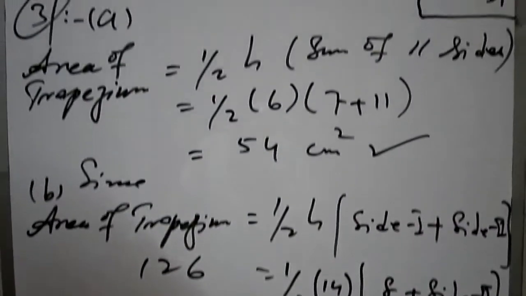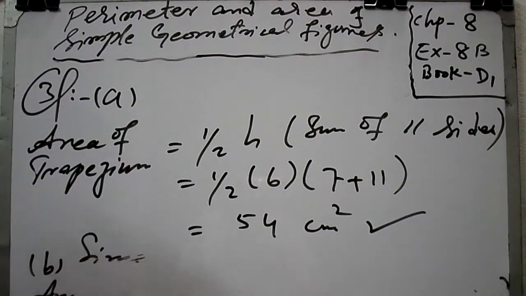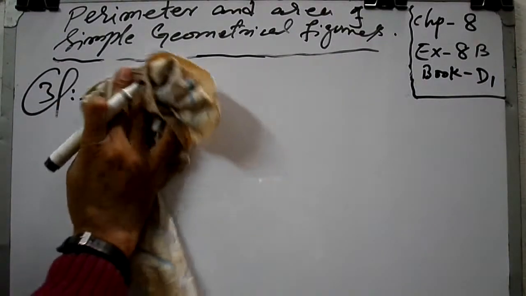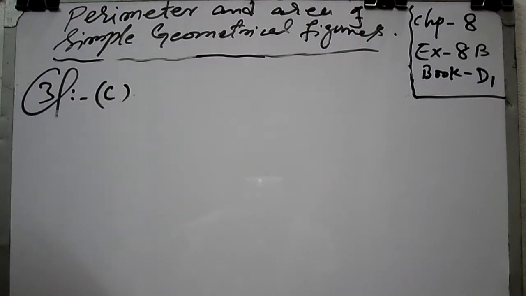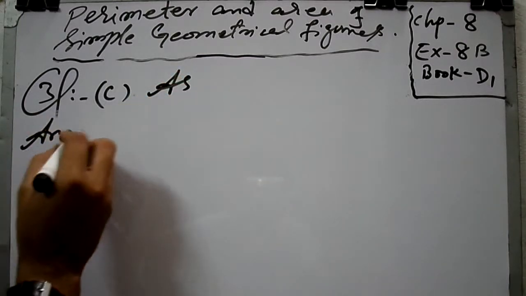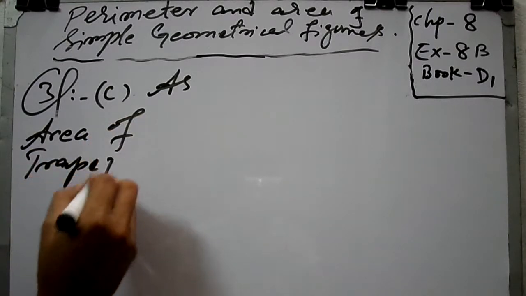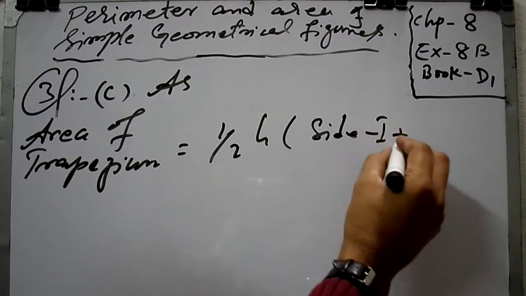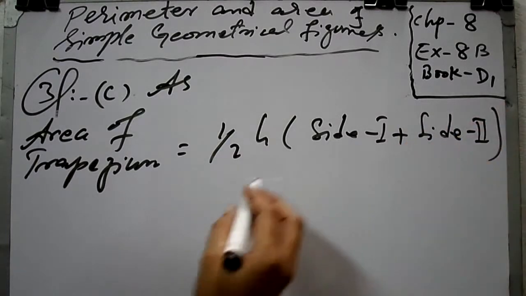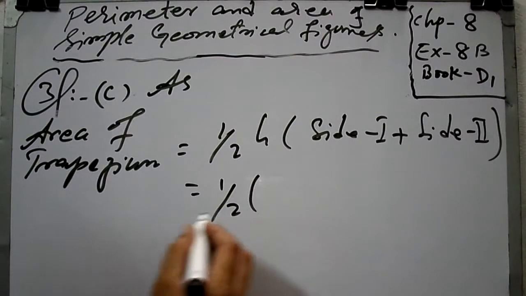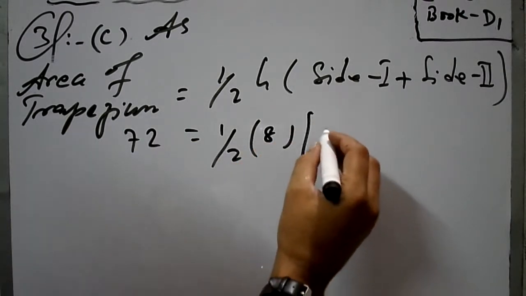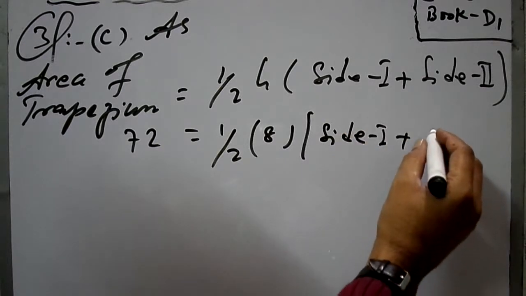Now coming to the C part of the same question. Once again we have to find one side. As area of trapezium is equal to half h, sum of parallel sides, that is side 1 plus side 2. So that is your formula. Height is given to us and area is also given to us, that is 72, and height is 8. One side we have to find, but the second side is given to us, that is 5.